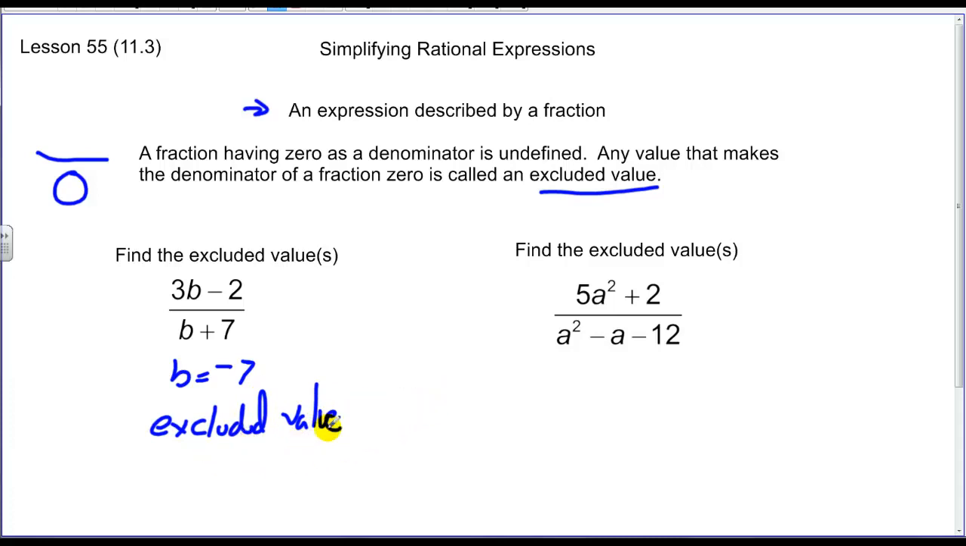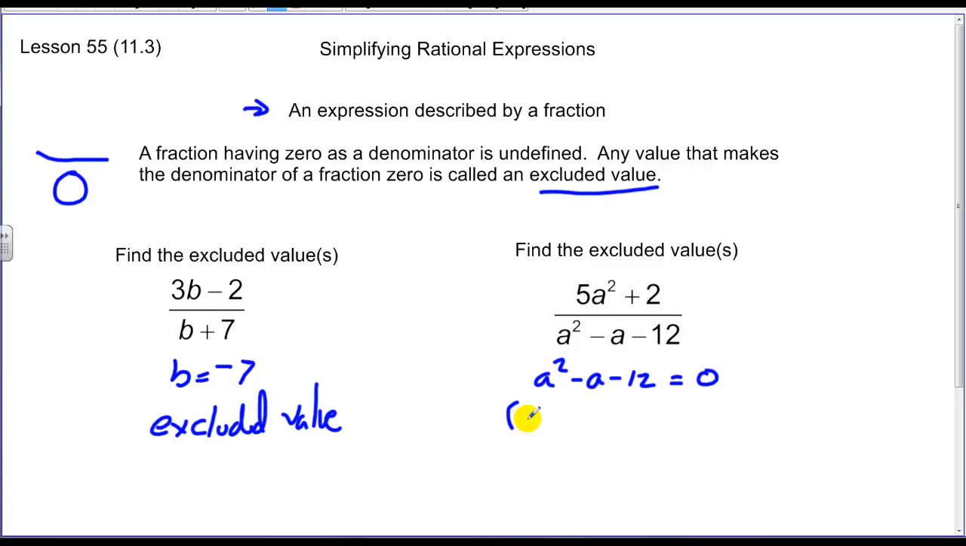Now here, in this next fraction, I'm not sure what the excluded value is just by looking at the expression. But I know that I have a trinomial in the bottom that probably factors. So if I ask myself, what will make a squared minus a minus 12 equal to 0, and I can solve that polynomial, then I can state my excluded values.